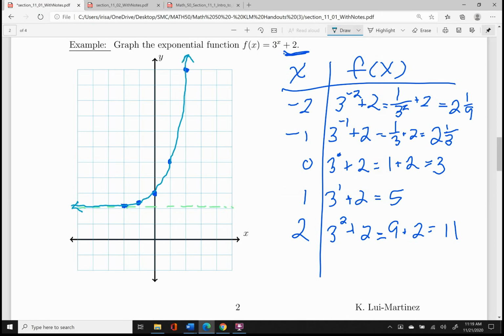Okay, so hopefully that's enough information for us to feel good about being able to draw these exponential functions, particularly when they have this vertical shifting. Okay, great, cool.